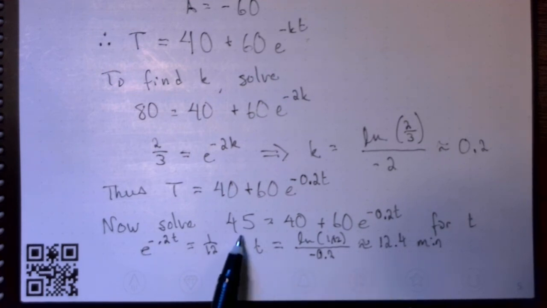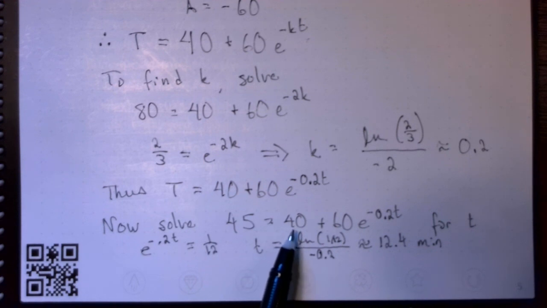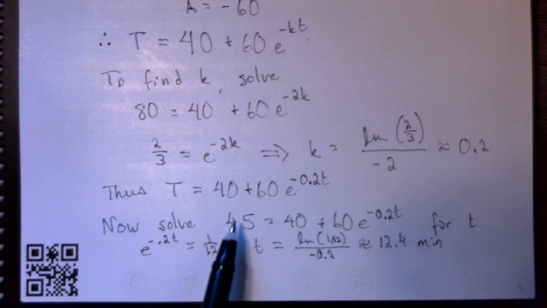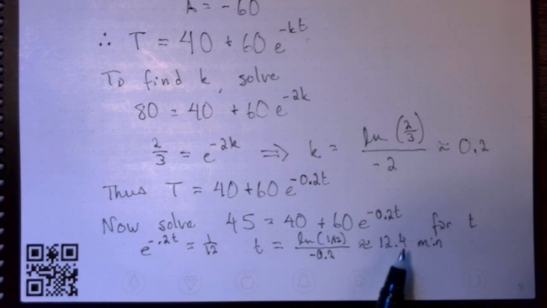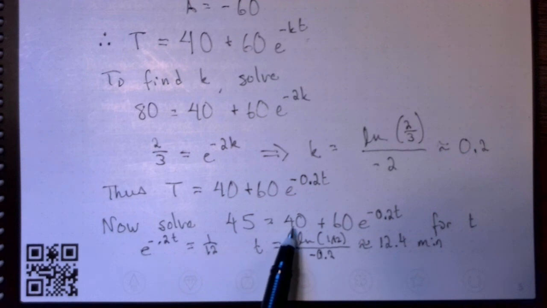Okay. Now remember, the temperature of the metal will approach 40 degrees the longer it is in this water. If you want to hit 45 degrees, you got to wait 12.4 minutes. If you wait longer, the temperature of the metal will be closer to that 40 degrees that the water is. Okay, so that is another class of problems that we can gain insight into using differential equations.